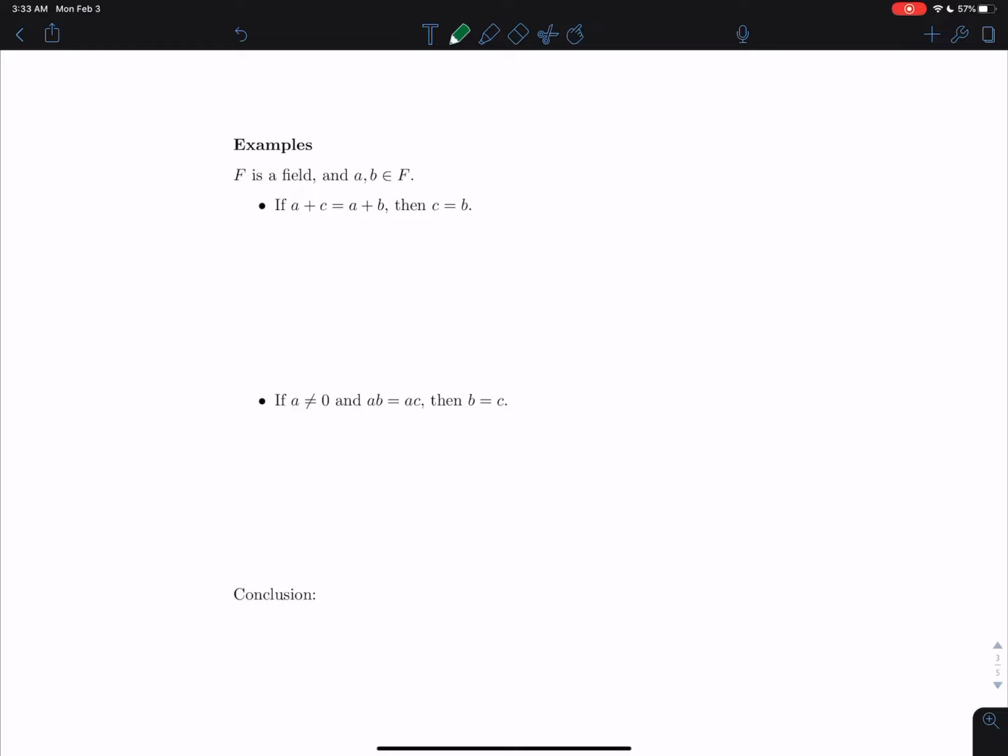So we have a field called F, and A and B are in F. And they're saying that if A plus C equals A plus B, then C equals B. If you look at this, you would say, oh, this is simple, that's it, C equals B. We cannot do that. You cannot skip any step. So let's do this proof.